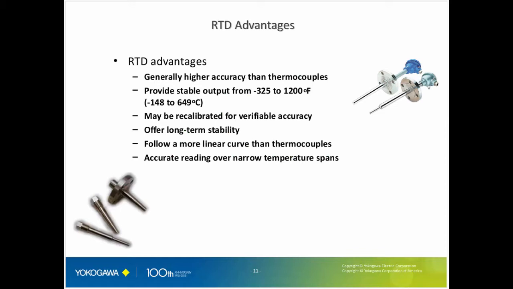They offer a long-term stability, so that's a lower life cycle cost, so you won't have to replace them as much compared to thermocouples. They follow a more linear curve than thermocouples, so that resistance versus temperature is very linear, and it has an accurate reading over narrow temperature spans. So if your measurement's really low in terms of, like, with an analog instrument, your 4 to 20, the RTD is your best bet with that.